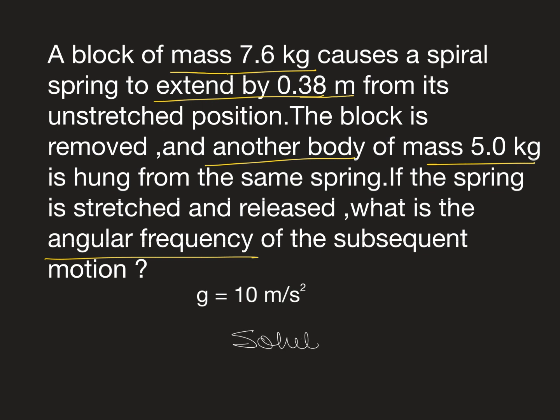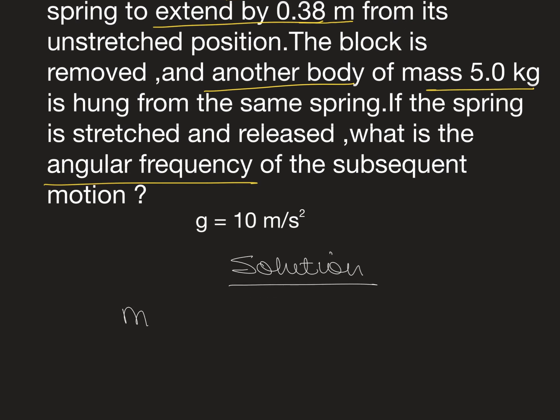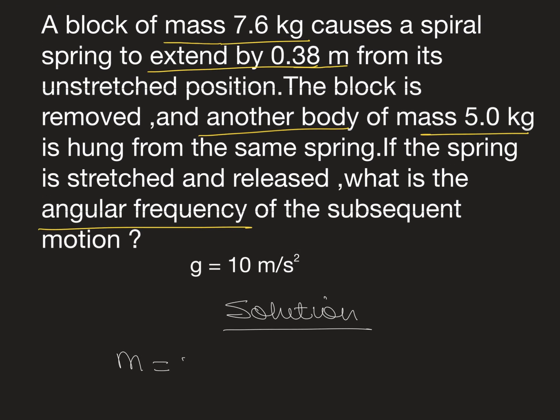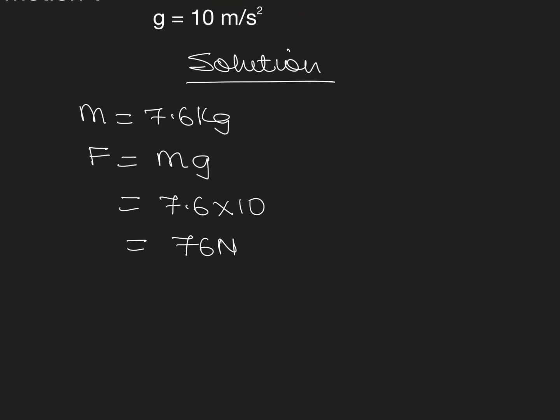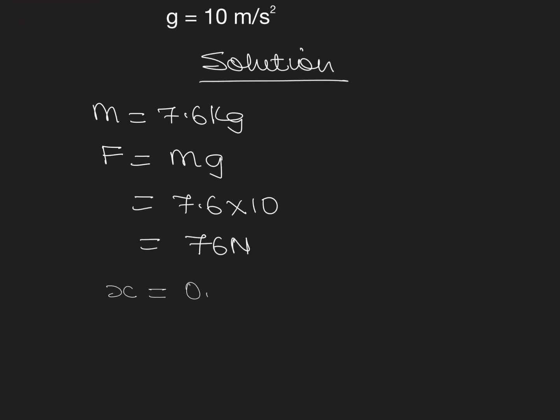Solution. The first mass that we have is 7.6 kilograms. So we know that the force that is going to be associated with that mass is mg. So that's going to be 7.6 times 10, which is 76 newtons. The extension x is 0.38 meters.